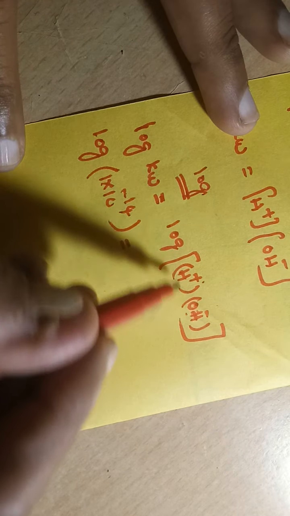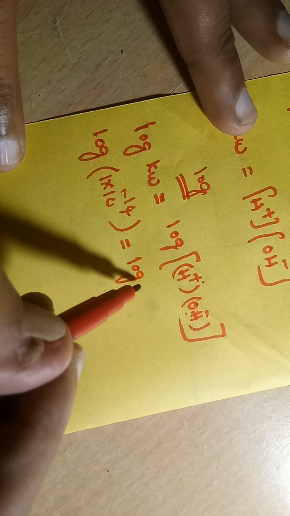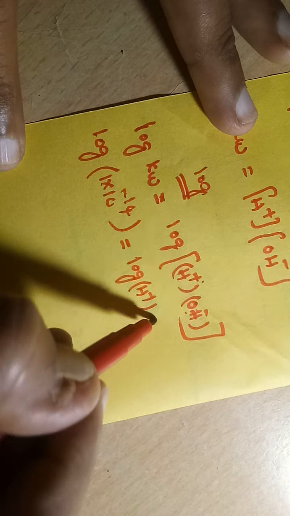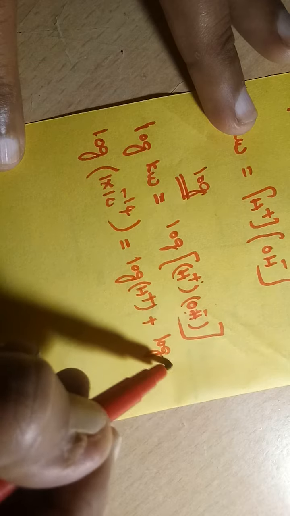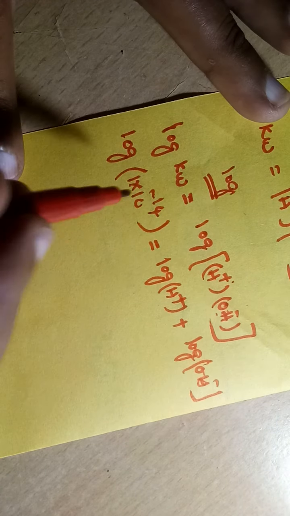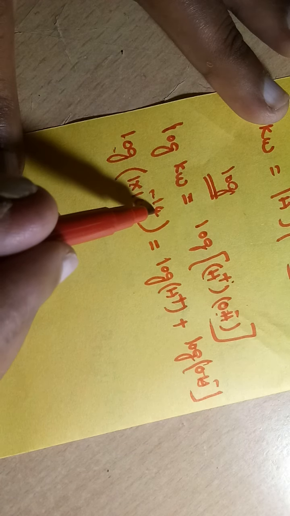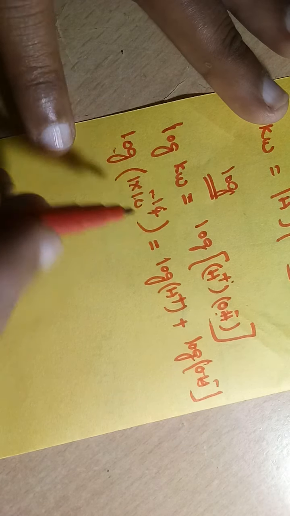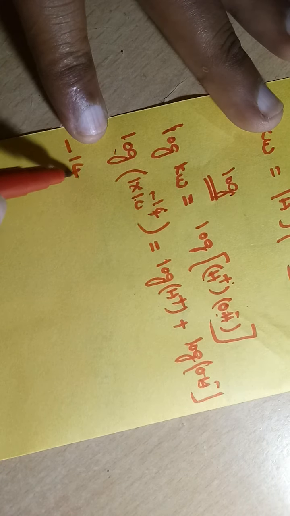Log A into B is equal to what? Log A plus log B. So log of Kw is log H plus plus log OH minus. Log 1 into 10 to the power of minus 14, which is log A to the power of m, we can write as m log A.